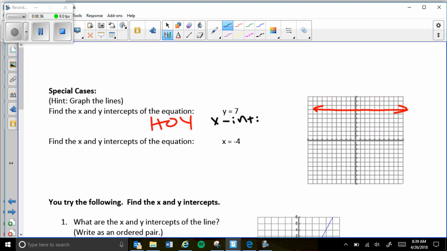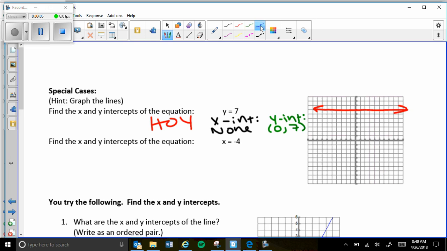Well, what is the x-intercept of this line? Does it ever touch the x-axis? No, it doesn't. So there is no x-intercept. My y-intercept, where does it cross the y-axis? At the ordered pair 0, 7. So if your line never crosses the x-axis, there is no x-intercept.